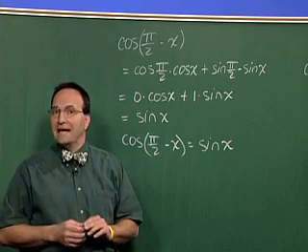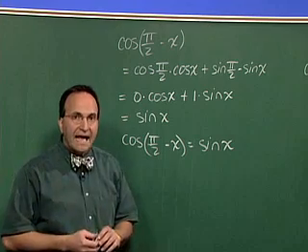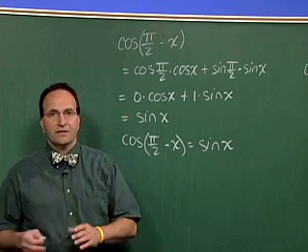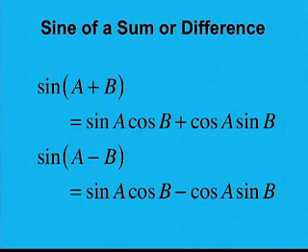Now let's look at the definition for the sine and tangent of the sum and difference formulas. The sine of a plus b is equal to the sine a times cosine b plus cosine a times sine b. The sine of a minus b is equal to sine a times cosine b minus cosine a times sine b.